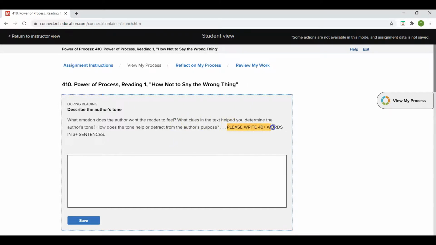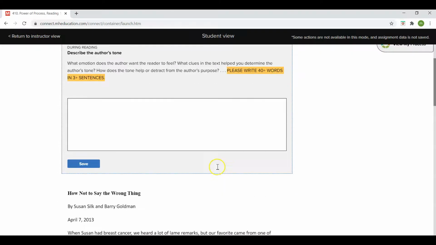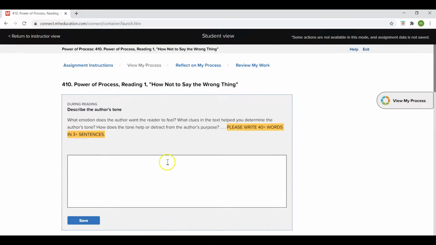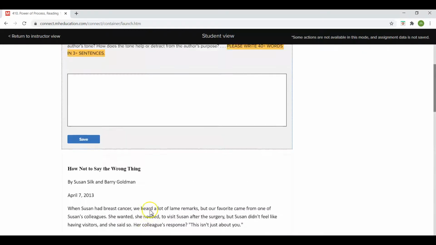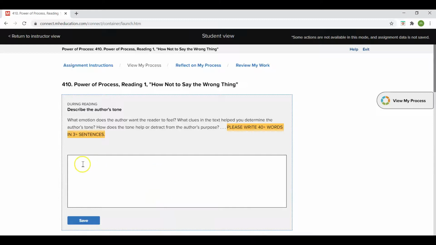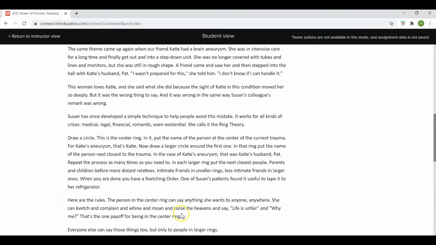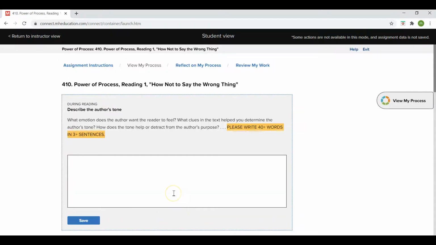Write 40 or more words in 3 sentences. So you're thinking deeper thoughts, and you're going to give more information in your own words from the reading. If you're saying that it makes you feel happy, well, then you better find some happy things that were said. I don't think that this one has that.